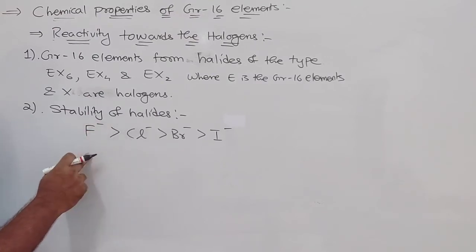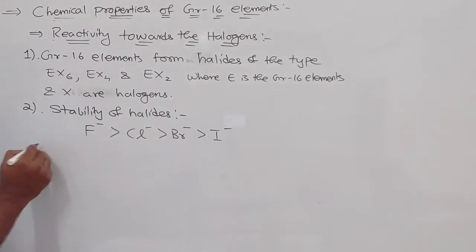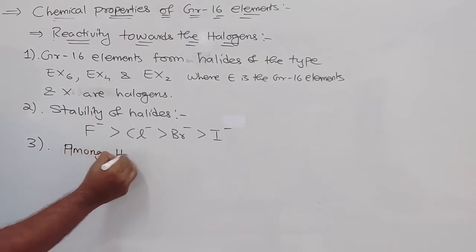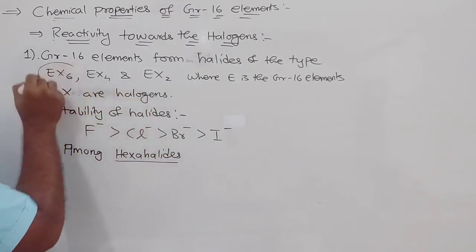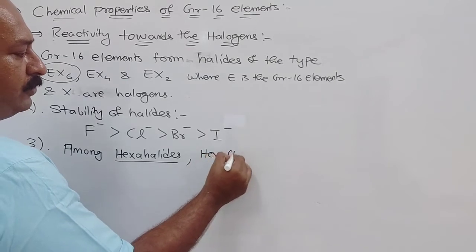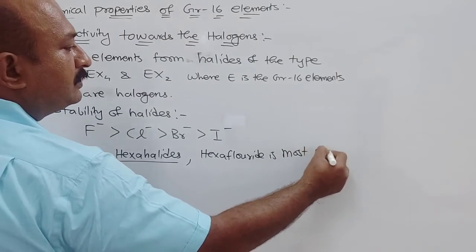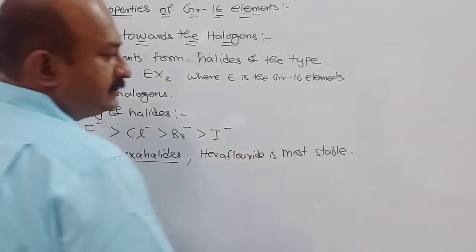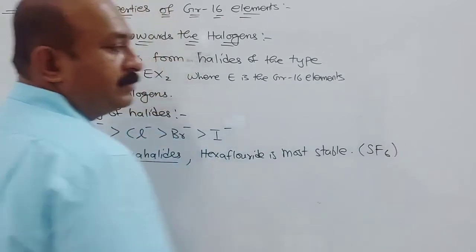Okay. So now suppose we write, just a minute. See here, third point: among hexahalides. Now, hexahalides means what? This I am talking about. Among hexahalides, hexafluoride is the most stable or highly stable. Now, out of the hexafluorides, SF6 is the most stable, what we call.